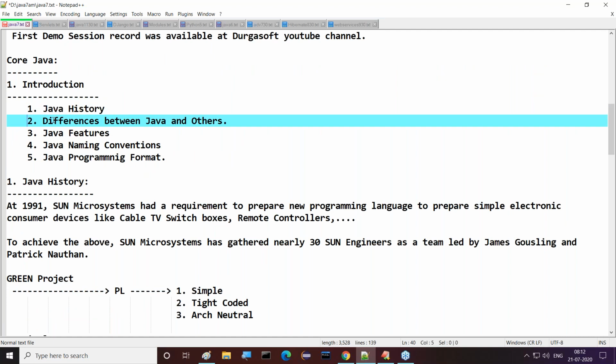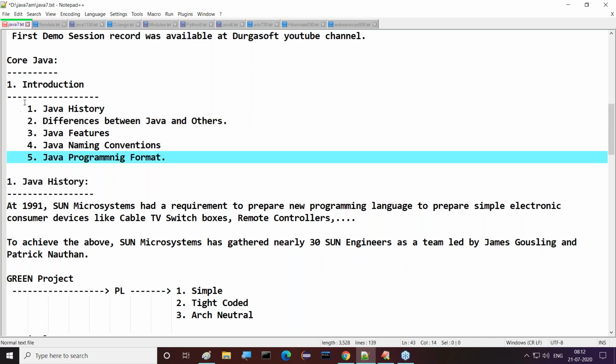Now the introduction part I have taken, and tomorrow onwards we are going to talk about the differences between Java and others. People are asking me, I joined class today. When did you start the classes? Just yesterday onwards. Today is the first class. Yesterday onwards, our syllabus has started. Definitely, Java history is also in our notes. Thank you.